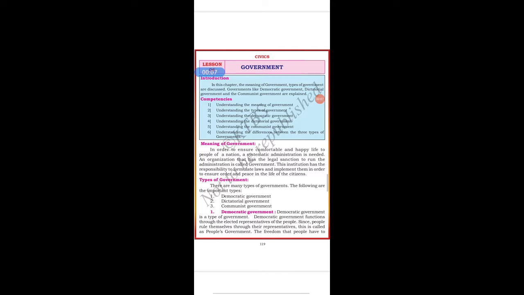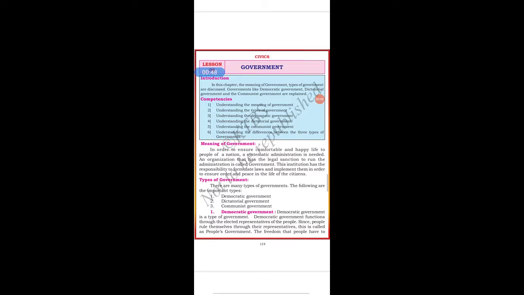Now I am here with the topic of government, for the subject of social science for the students of 6th standard. Students, in this chapter you are going to learn the meaning of government and the types of government. You will learn about democratic government, dictatorial government and communist government, which are explained in this chapter. After understanding this chapter, you will understand the meaning of government, the types of government, and the difference between the three types of governments.